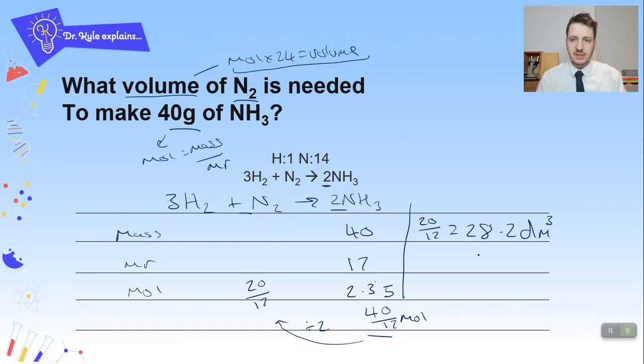It doesn't ask me to convert it into centimeters cubed, but if I did, I would just times it by 1,000 if I wanted to get it into centimeters cubed. And so that would be 28,235 centimeters cubed. Right, okay, lovely stuff. So hopefully you followed that one through. Really well done if you did.